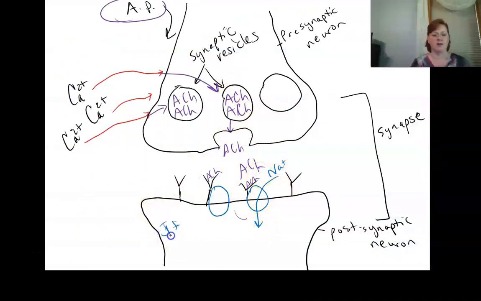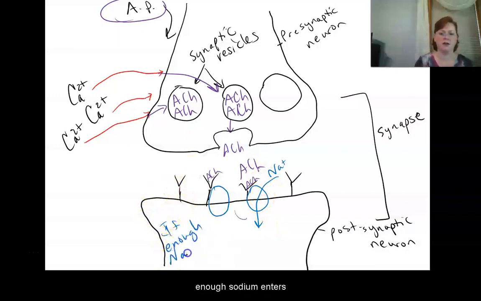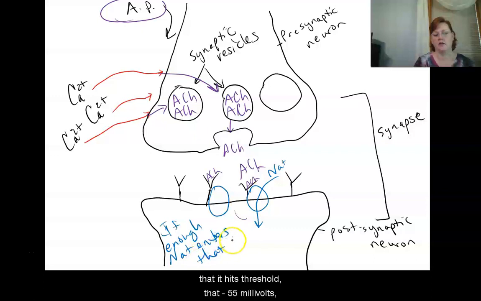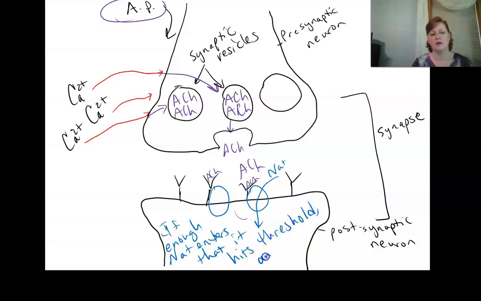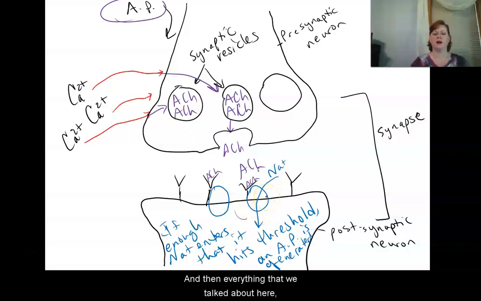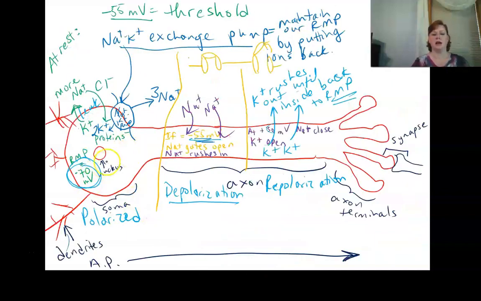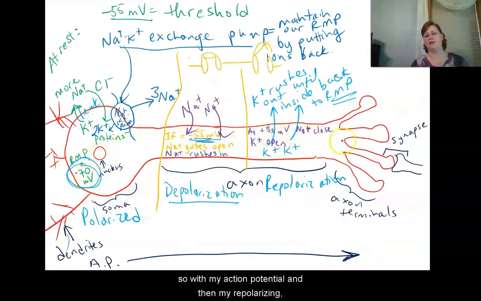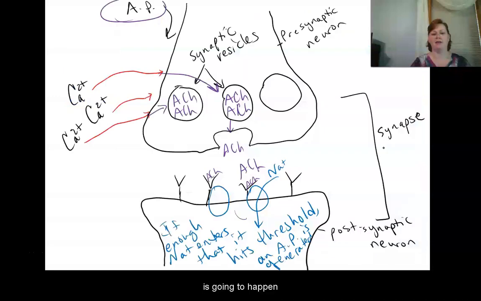If enough sodium enters that it hits threshold, that minus 55 millivolts, then another action potential is going to be generated. And then everything that we talked about here, so with my action potential and then my repolarizing, is going to happen here in this next neuron.